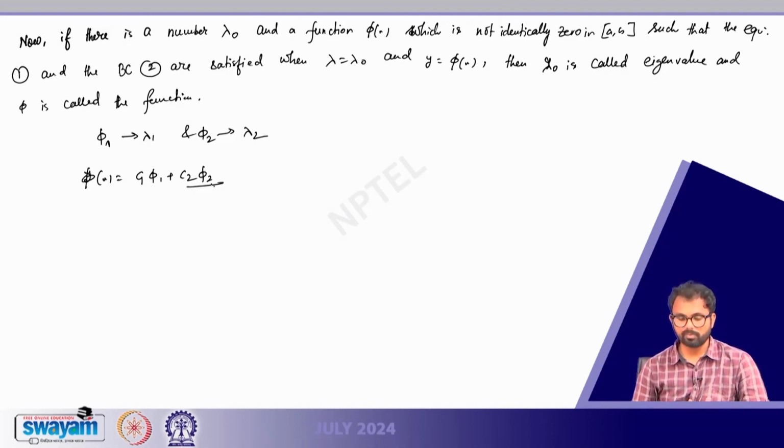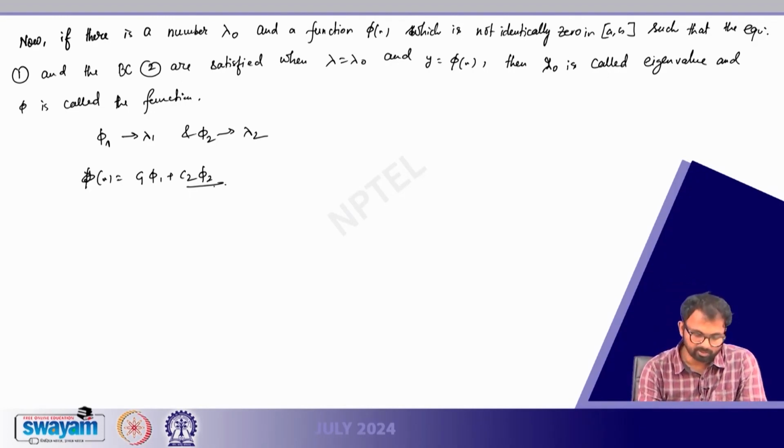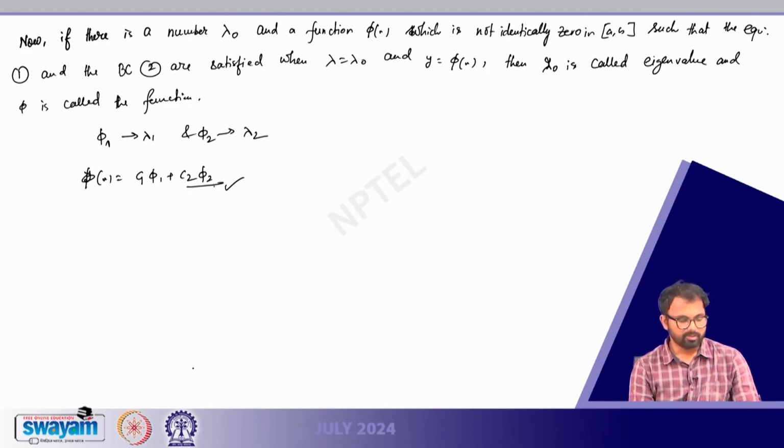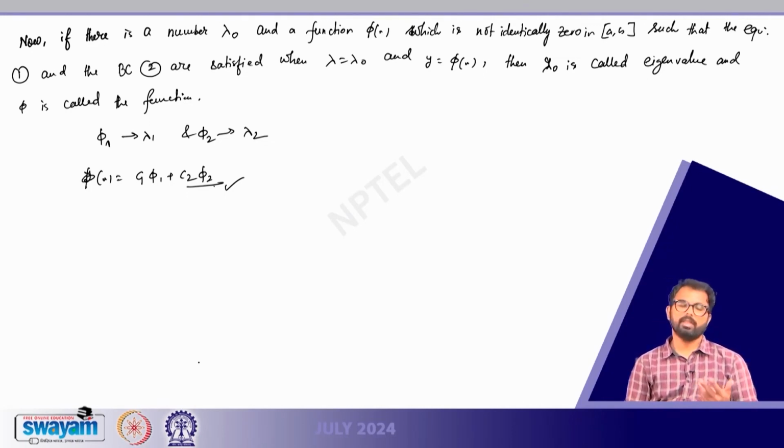I mean we have phi 1 and phi 2, so of course their linear combination will become an eigenfunction as well. So this is also an eigenfunction. So in general, we can calculate the eigenvalues and eigenfunctions of any second order linear differential equation.